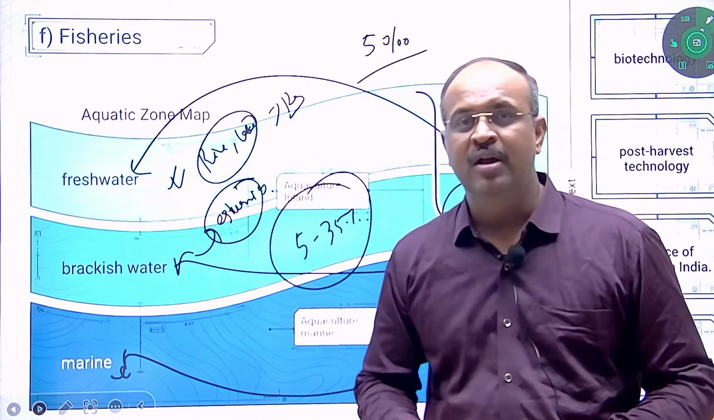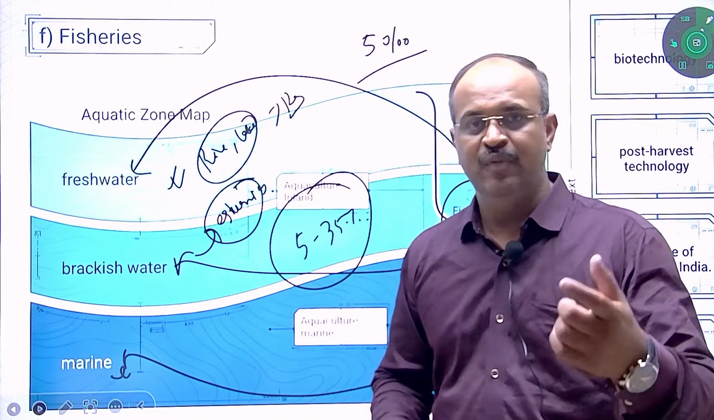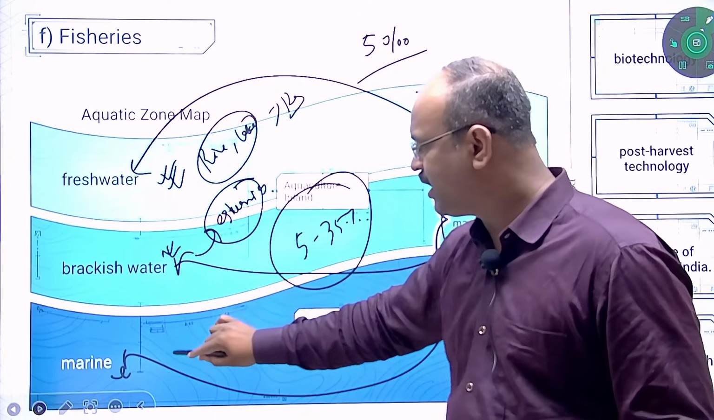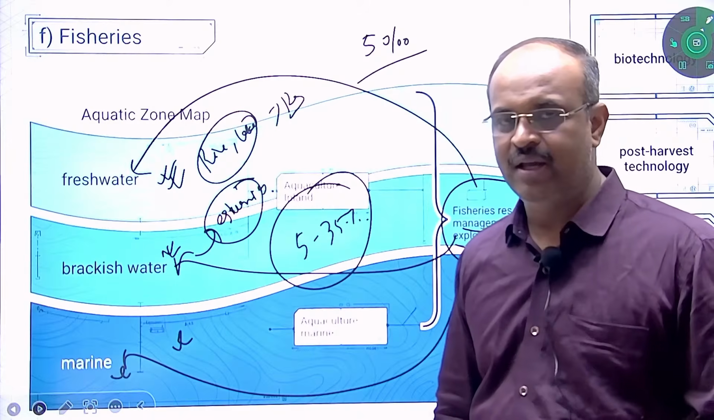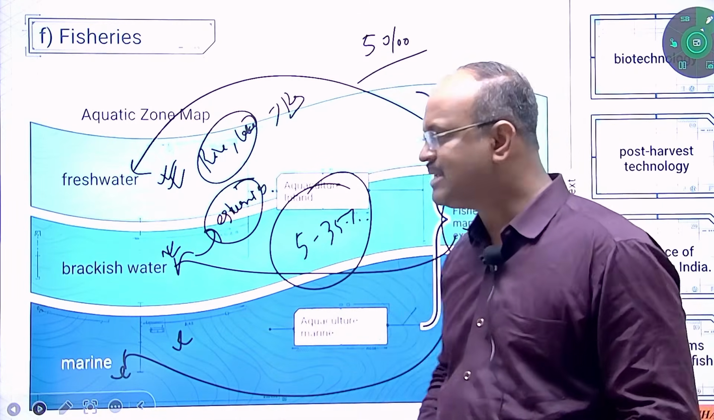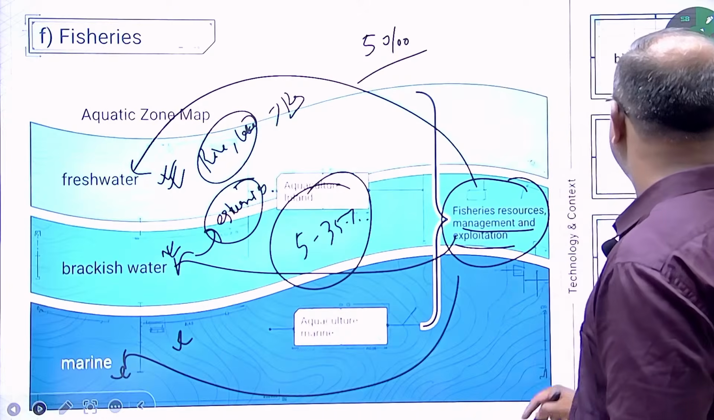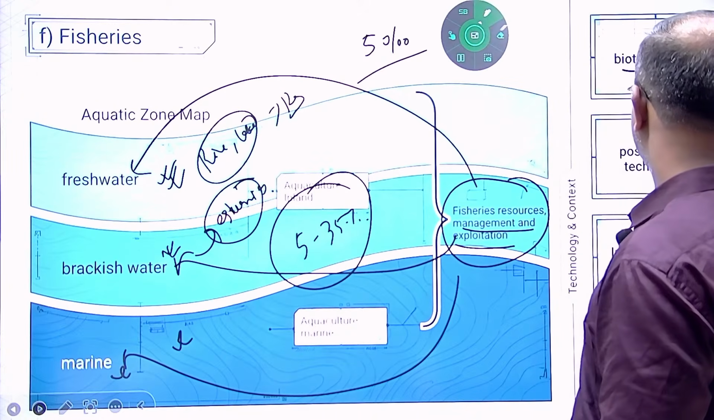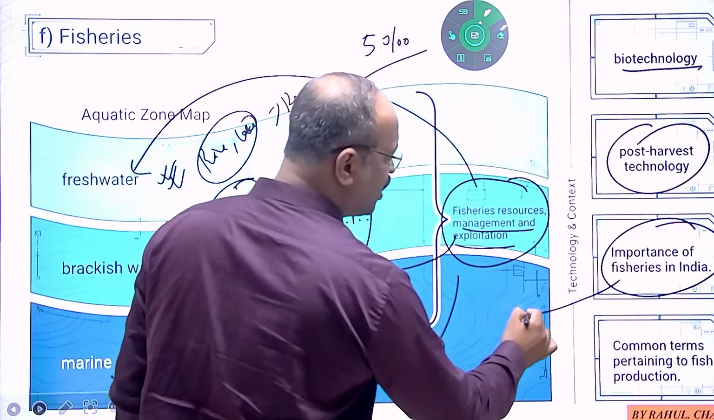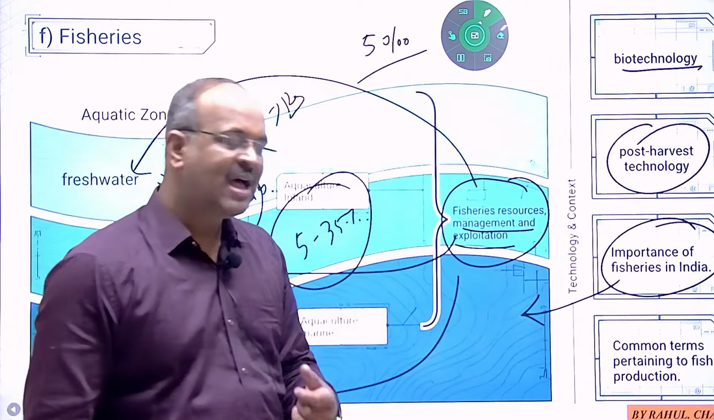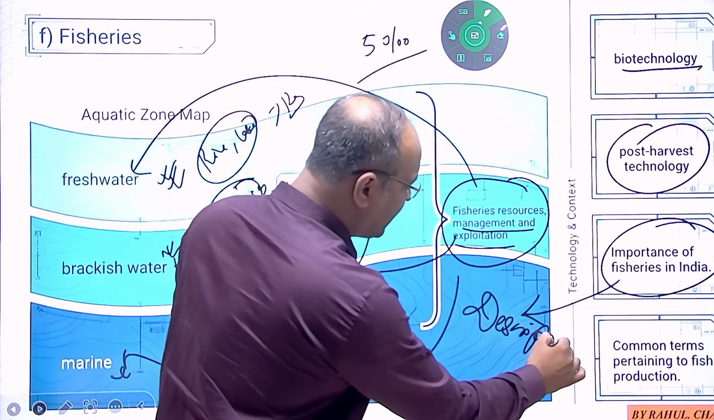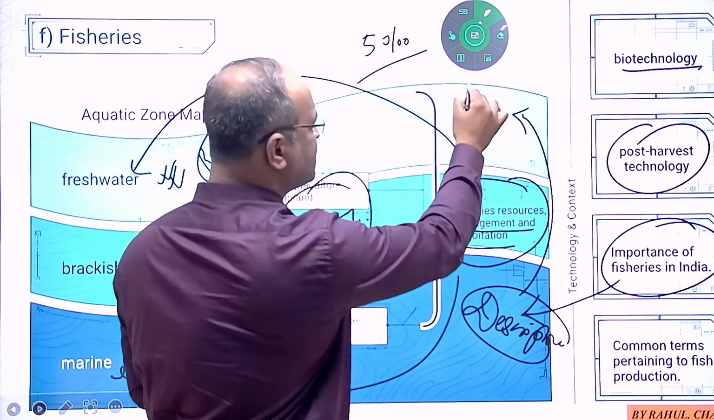And the types of fish species which are found in the fresh water, brackish water and the marine water, we need to learn by heart. We have to know which of the following species belongs to which category. The question can be asked on that. Then it is the biotechnology, post-harvest technology, importance of fisheries in India. Now see, importance of fisheries in India, that can be asked with respect to the descriptive, and they can link this topic to certain current issues like the climate change.